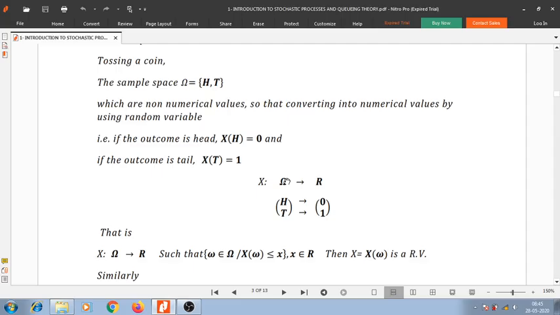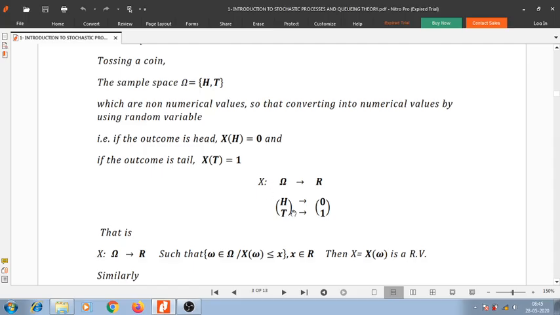Omega, the sample space, is right now acting as the domain set, and R, the real number set, is acting as the codomain set. So a real valued function defined on the sample space omega is called a random variable. So what is the random variable here? A real valued function defined on the sample space.